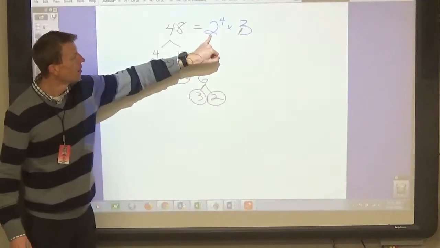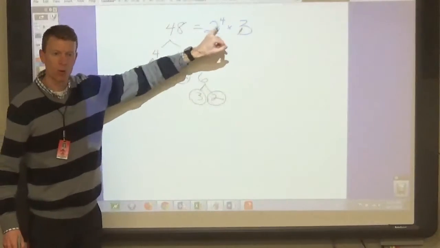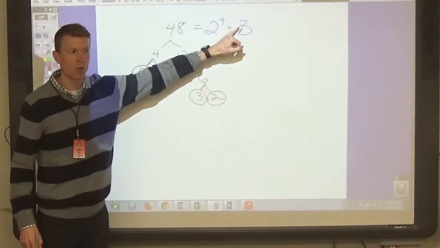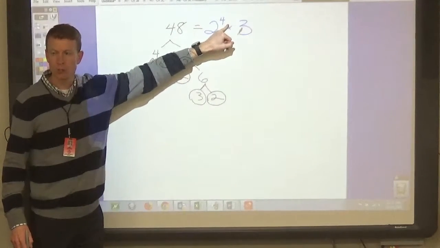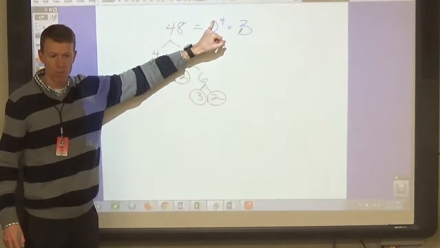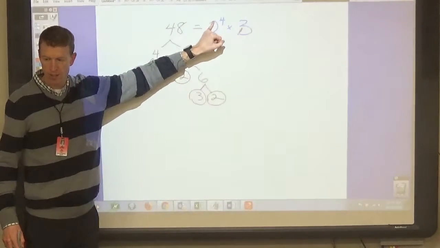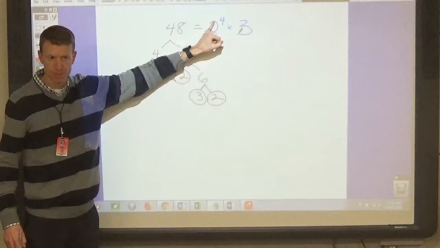And notice that it's built with what? Both of these numbers are what? Prime numbers. You have to use prime numbers when you're writing a prime factorization, okay? You have to use prime numbers.